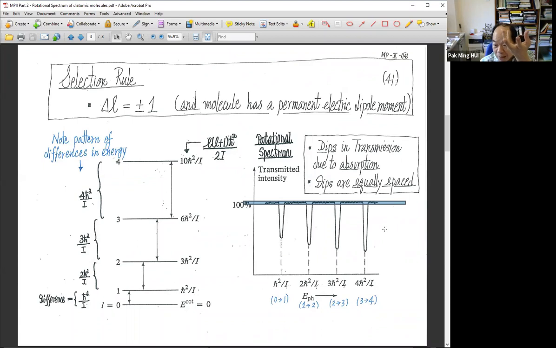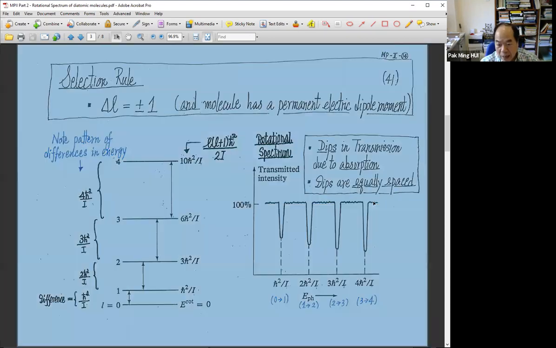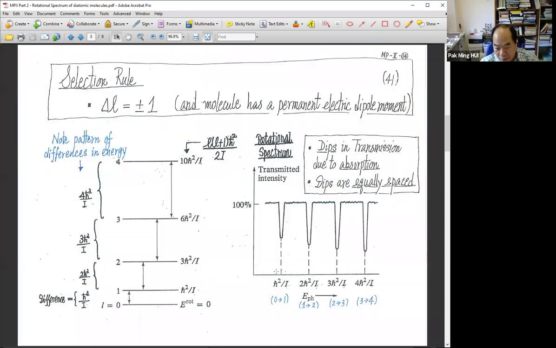But if you have some gas of molecules in it, and at particular energies, you see a dip, meaning less microwave will go through. They are absorbed by the molecules. So when you see this value, it means some molecules here absorb the microwave and go up to here, okay? L equals 0 to L equals 1.